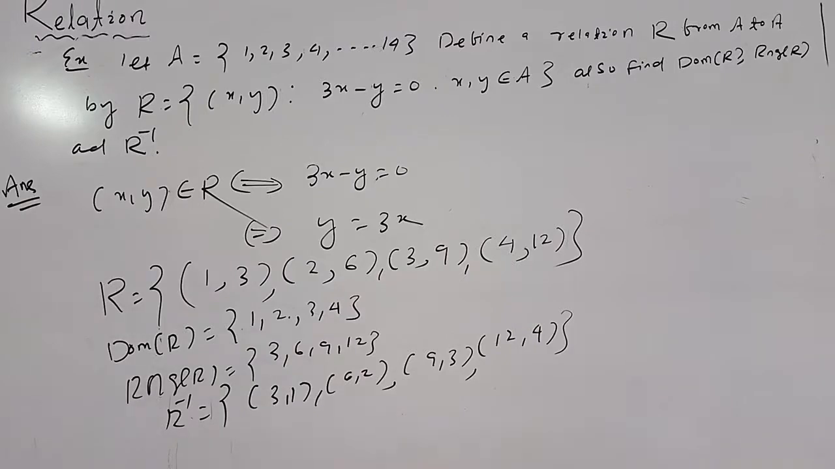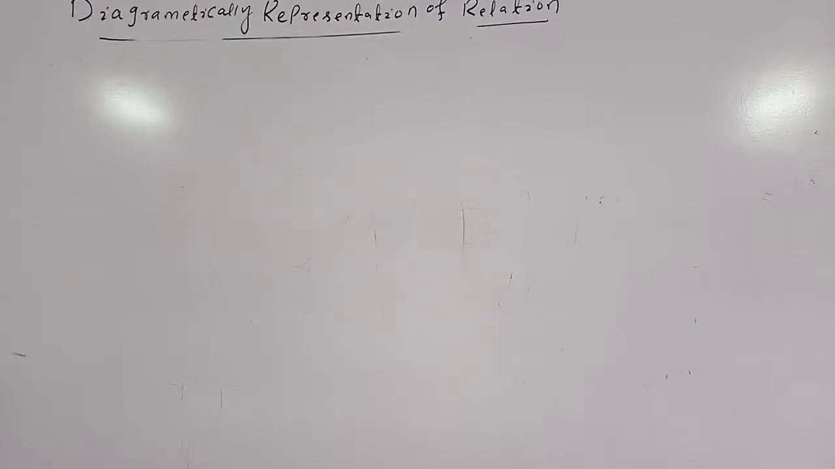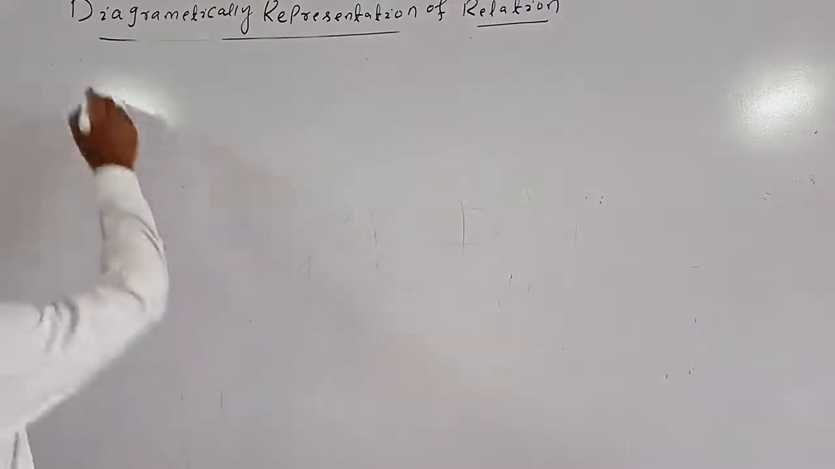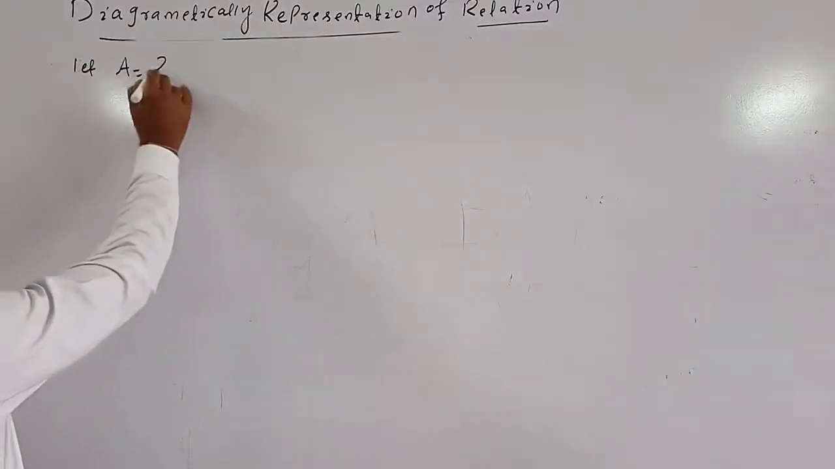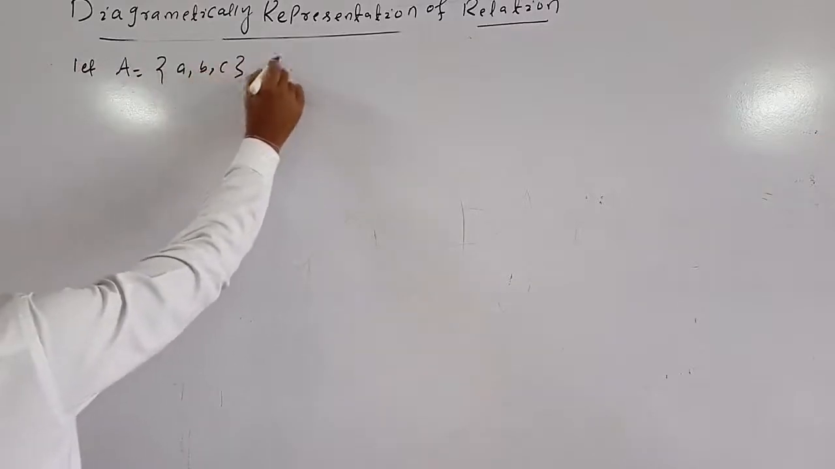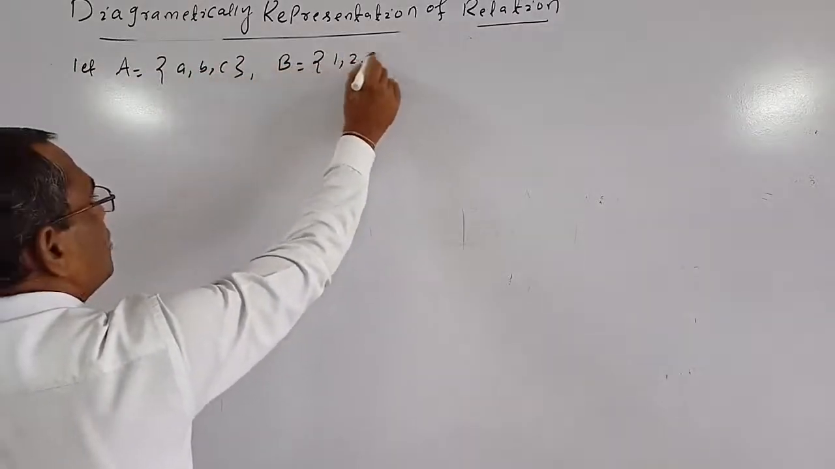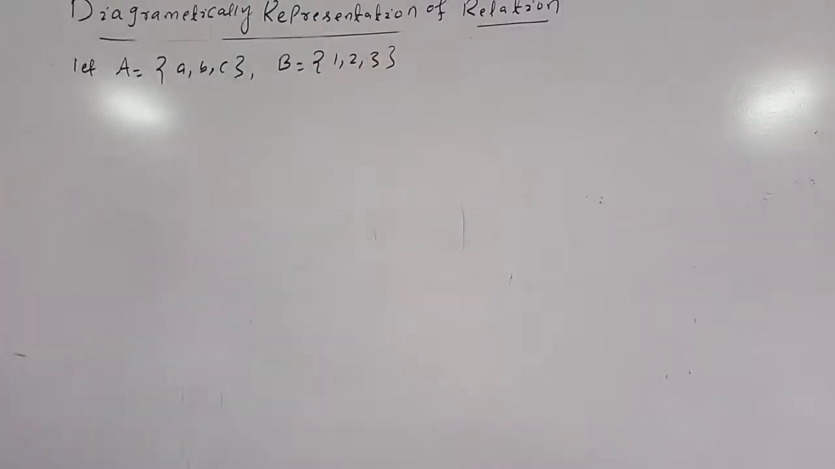If R is a relation from A to B, then what are the different types of relation that can be defined from A to B? Now we discuss the diagrammatic representation of a relation, how to represent a relation diagrammatically. Let A = {a, b, c}, B = {1, 2, 3} be two sets.